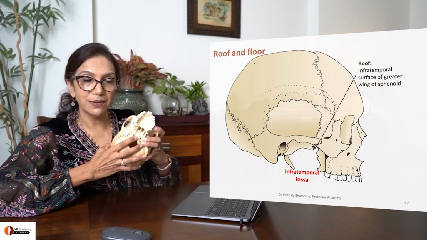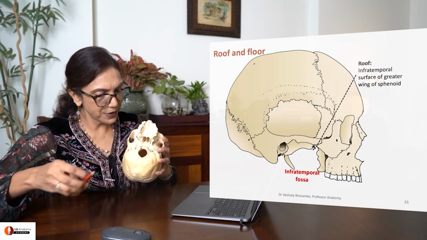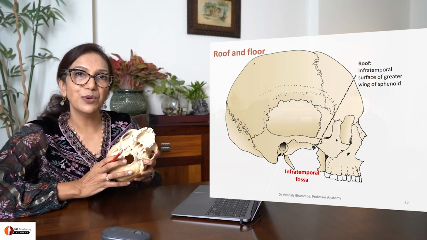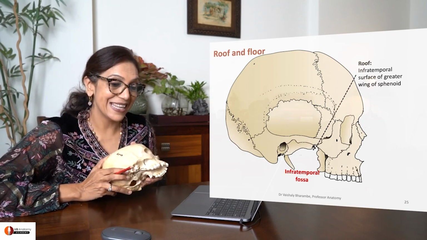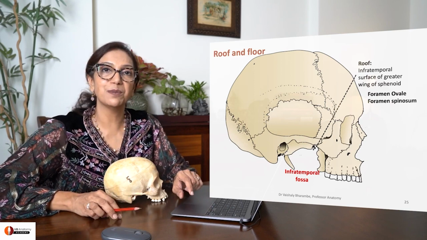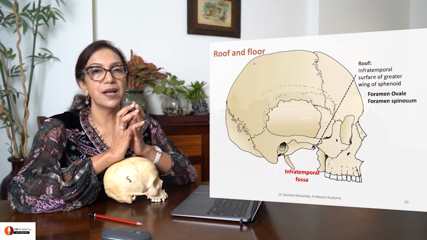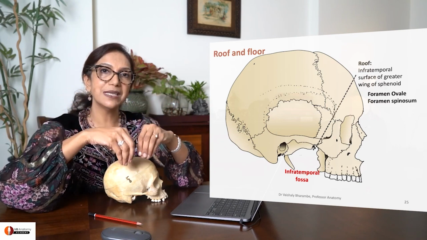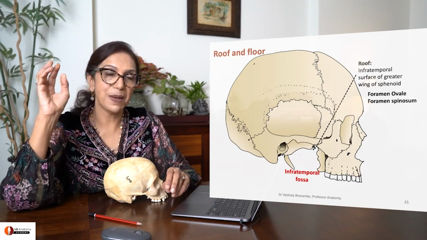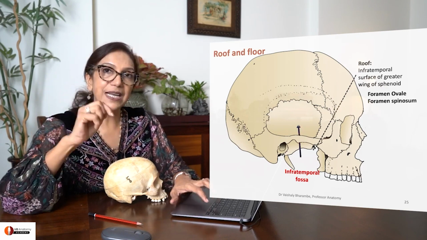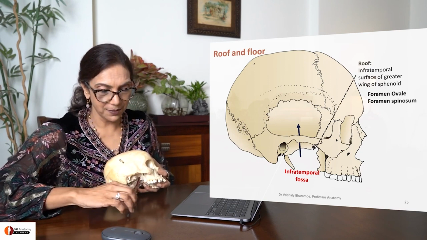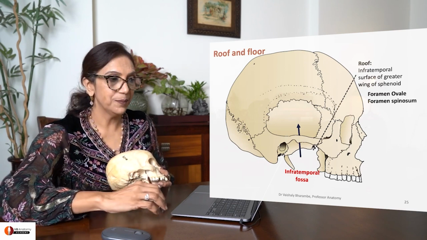Funnily, if I were to turn this, I will find that this roof is pierced by two foramina. Can you see these? Can you identify them? Yes, they are the foramen ovale and the foramen spinosum. That means in my infratemporal fossa, I am going to get contents which are passing out from the skull from the foramen ovale and foramen spinosum. Posteriorly, this roof is continuous with the temporal fossa.